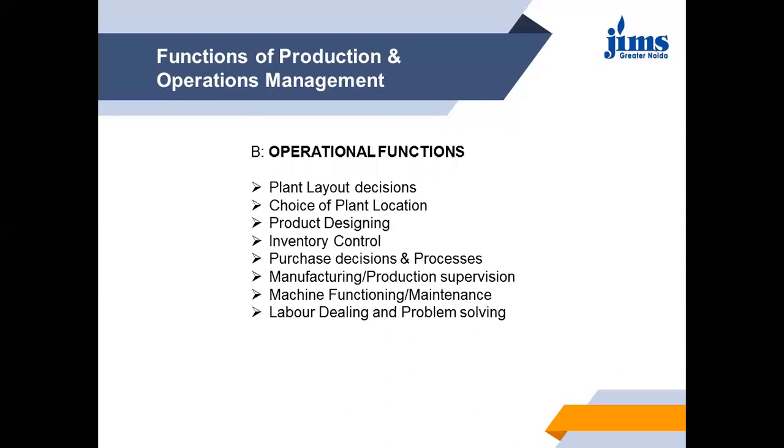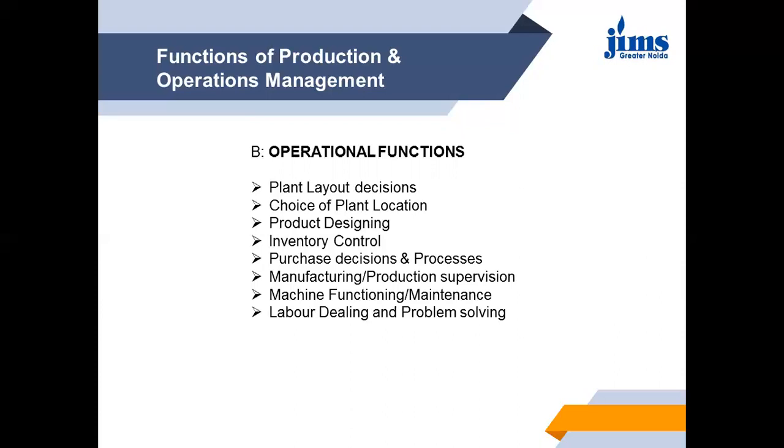The next point, every production and operations manager has to deal with the purchase of raw materials. Now, he has to finalize the sources and the vendors of raw material, keeping in mind several factors such as the budget, the quality, the quantity, the nature of output, etc. So he has to take the purchase decisions and has to undertake certain purchase processes and transactions with vendors.